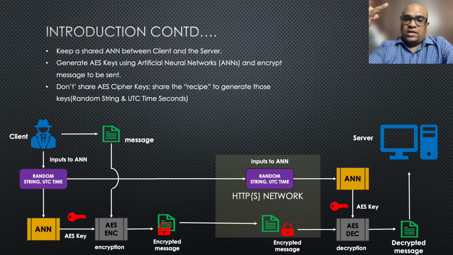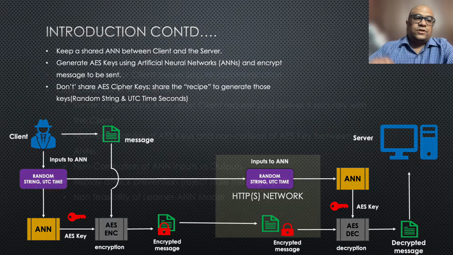Only using the inputs and the same ANN, the server can regenerate the AES key, decrypt the message, and process the request. So the advantage here is the AES key by itself is not shared on the network, and the inputs that are required to generate the AES key are traveling on the network, and the inputs have got no correlation with the AES key. So it is hard to guess what is the AES key that is used to encrypt the data that is going between the client and the server, and the client can keep on generating new AES keys and encrypt the data, and the dynamic nature of it is the advantage of this research.